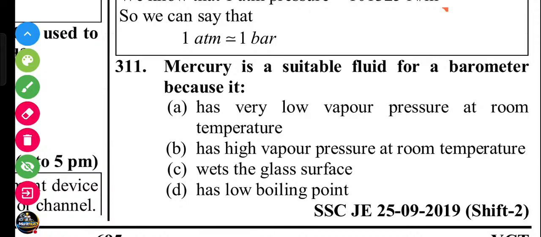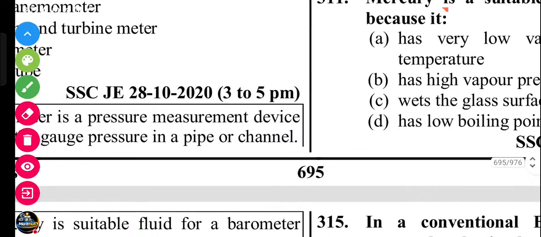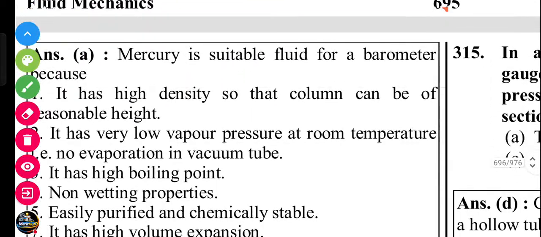Next question: mercury is a suitable fluid for a barometer because it has very low vapor pressure at room temperature, has high vapor pressure at room temperature, wets the glass surface, or has low boiling point. I think the answer is it has very low vapor pressure at room temperature. Let's check the answer. Yes.